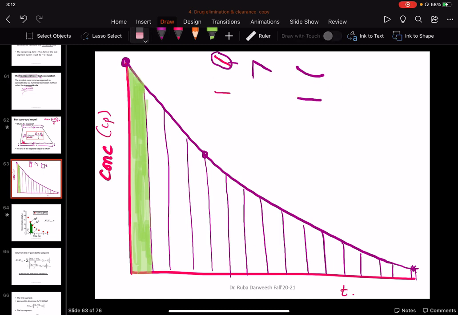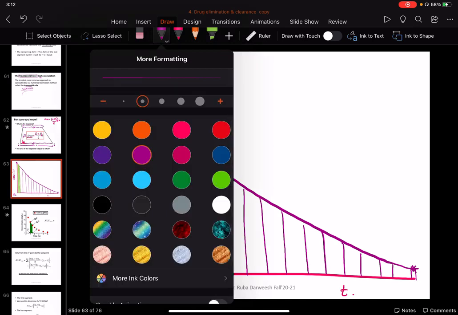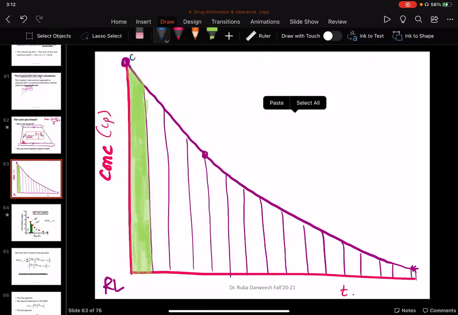Okay, and again, we need to have it on rectilinear for the method that we are using. Let's go back to this trapezoid. If we are talking about concentration, this is concentration 1, this is concentration 2, this is T1, this is T2. This is concentration 3, this is time 3. So let's go with the area of this trapezoid, which is the second trapezoid.